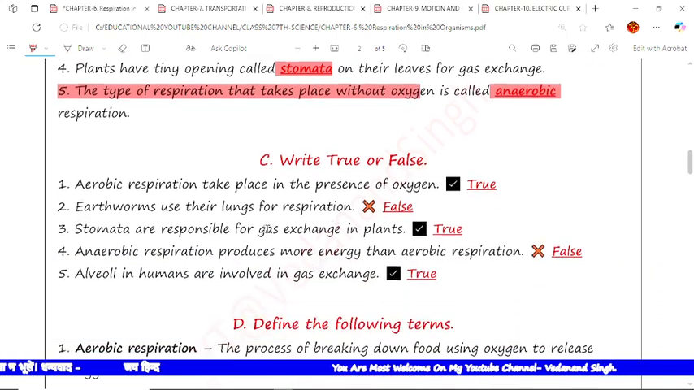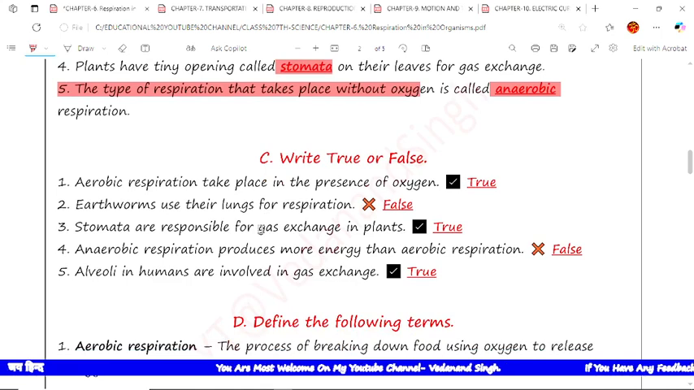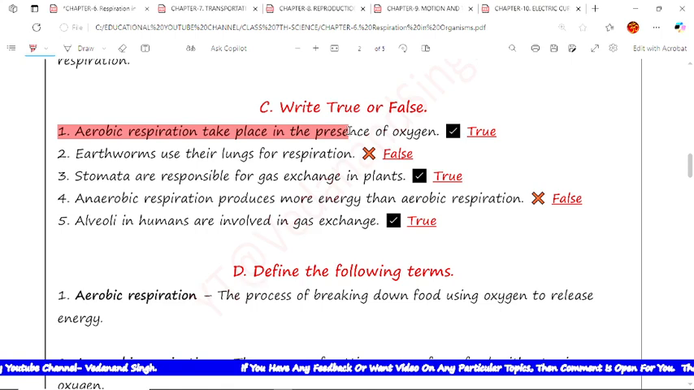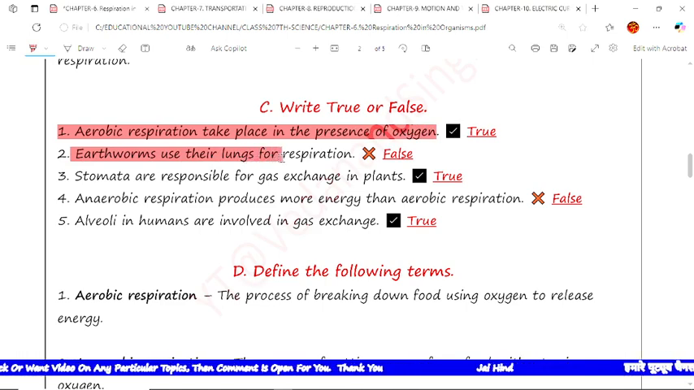Now the next part of the question is true false questions. There are 5 questions and I have written the answers. The first question is, aerobic respiration takes place in the presence of oxygen. Yes, this is correct. The next is, earthworms use their lungs for respiration. No, this is false.